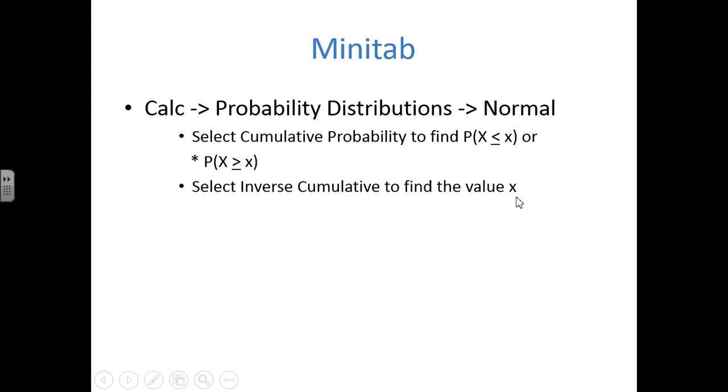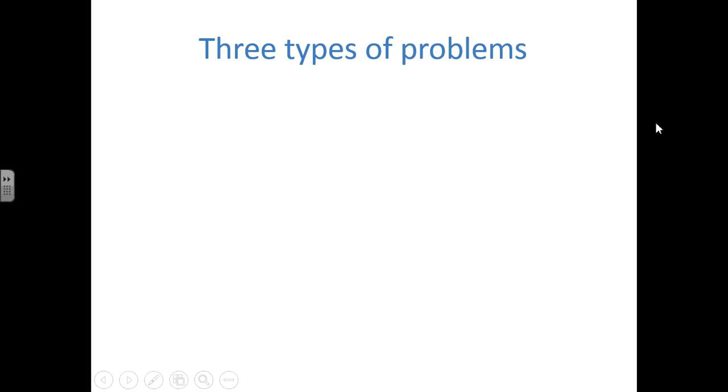If we're trying to find a particular value, for instance, the value that cuts off the top 10% from the lower 90%, or the percentile 20, which percentiles are values, then we select inverse cumulative. We're going to see examples of using both of those in this lecture.